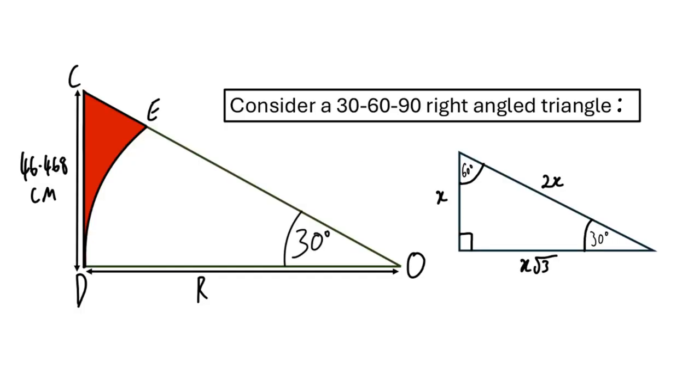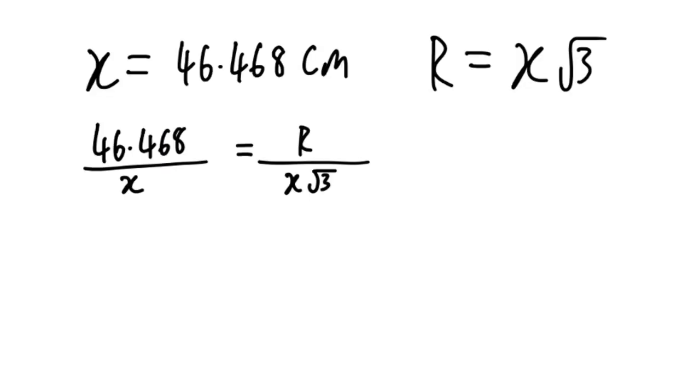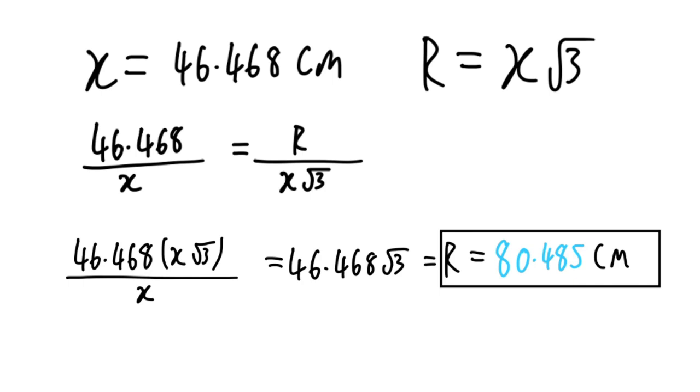Now, I want you to consider a 30, 60, 90 right-angled triangle and the subsequent trig ratios you get from them. As you can see, we've got CD as 46.468 centimeters and DO as a big R in this case. That lines up with x opposite the 30 degrees, and x root 3 at the base of the 30, 60, 90 triangle. Once we set up our trig ratios, we conclude that 46.468 over x is equal to big R over x root 3. Rearranging this, we get R to be 80.485 centimeters.